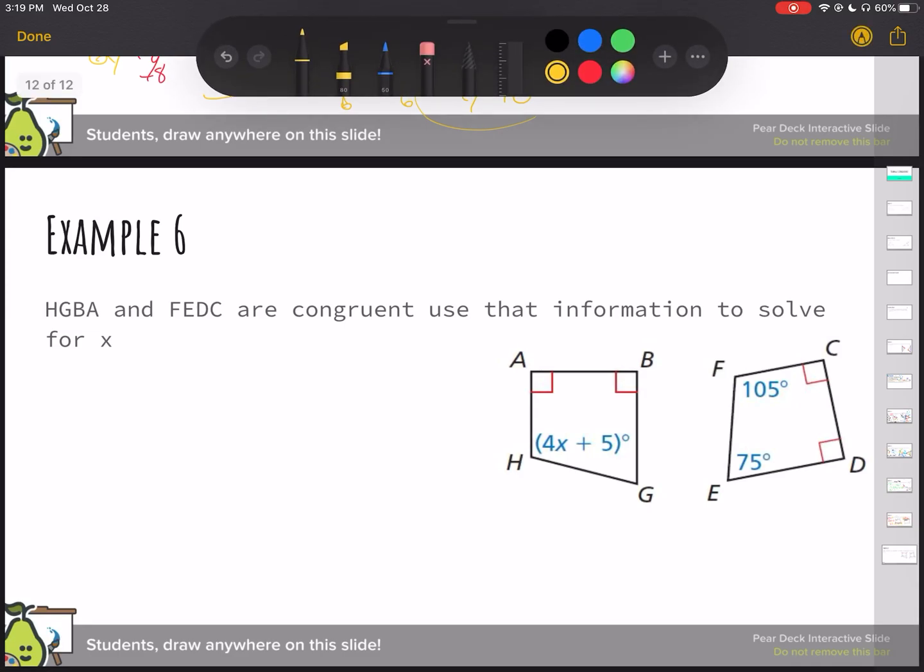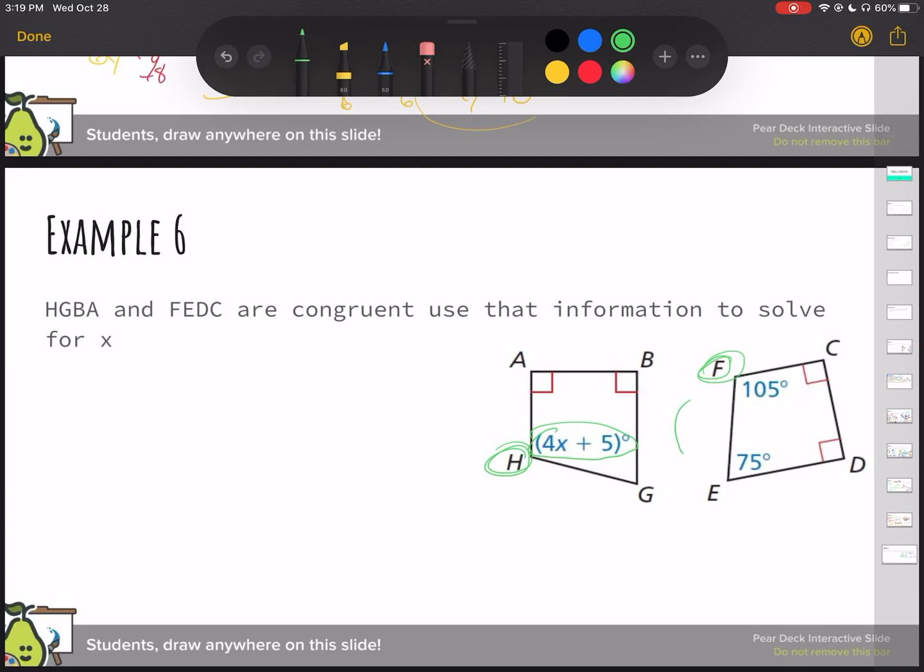So again, this one's maybe a little bit easier. Maybe I should have done this one first. But all we're doing is solving for x. I know that these two shapes are congruent to each other, so I just have to identify the angle that is corresponding to 4x plus 5, or which point corresponds to H. And I think that that would be point F.